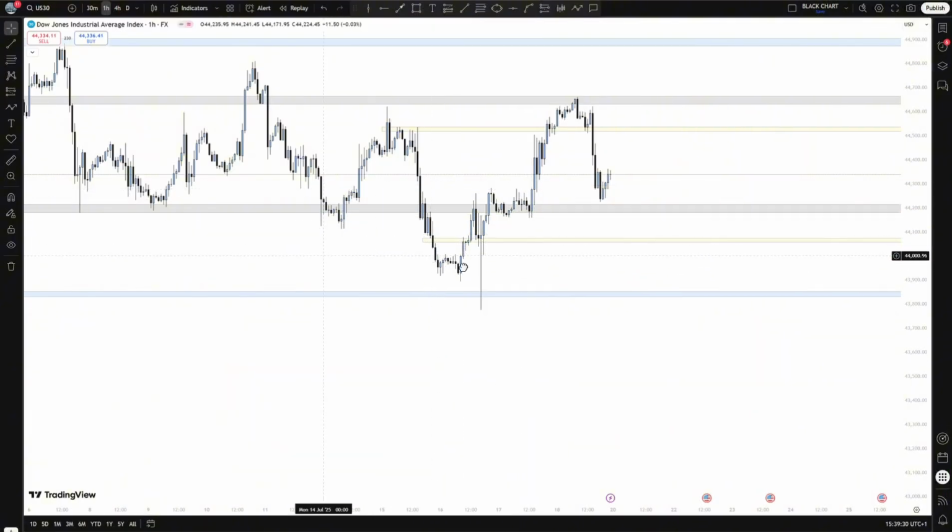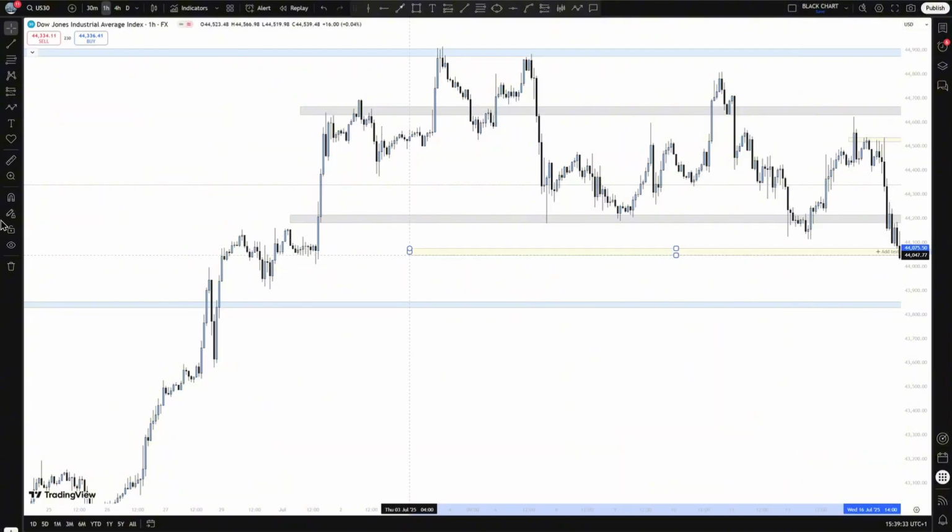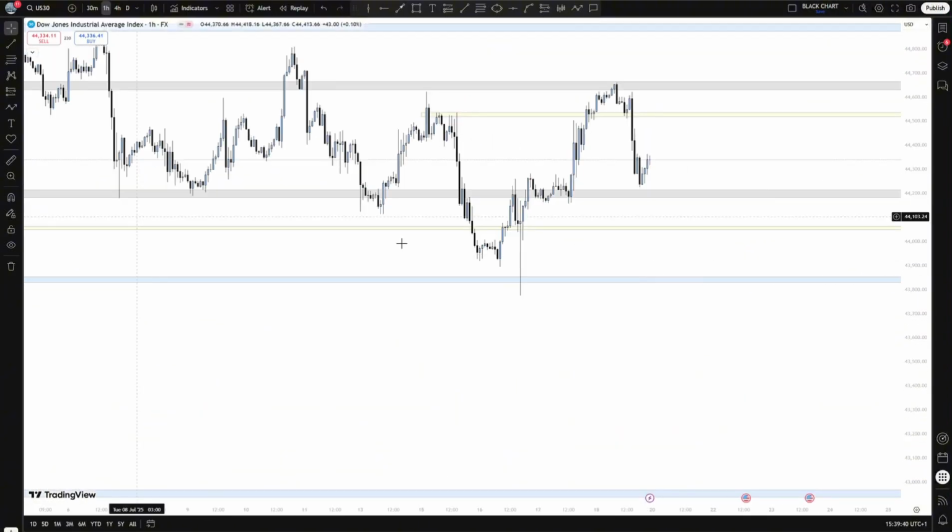Okay, so this is another clean key level that we should pay attention to. I'm going to drag it here like this. So we'll just have a support here, and a support here.